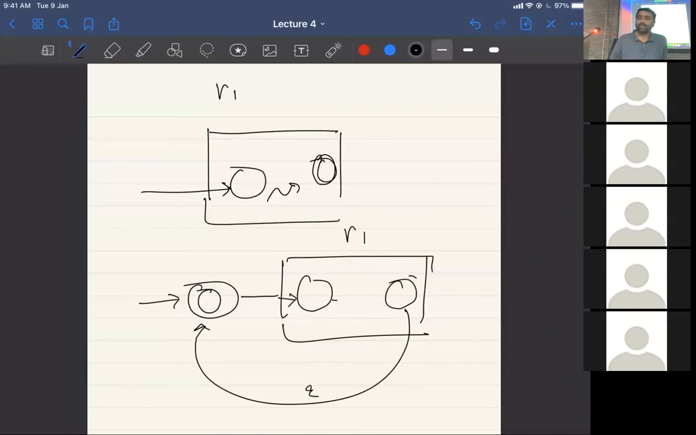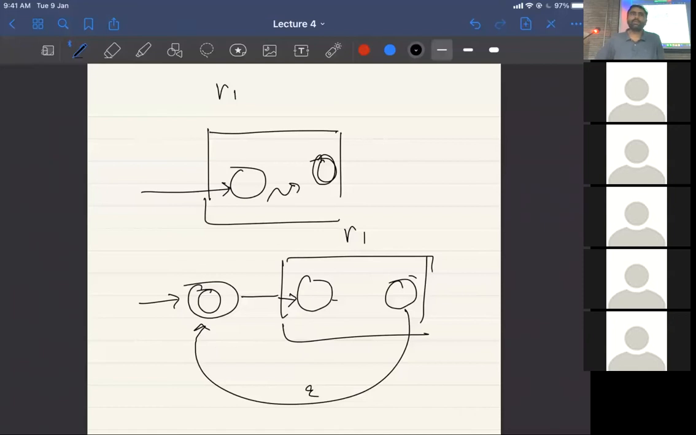The starting state is this one. So this new state is the starting state. Yes, you have a question? Is this clear? It's very simple. And when we do some examples, it will be clear what you're doing. Yes, a starting state could be a final state.